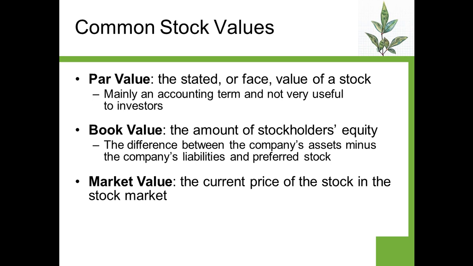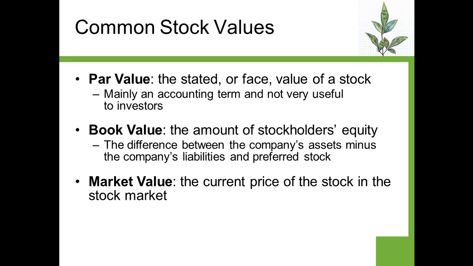Common stock values, we studied before. There are three values: par value, book value, and market value. Par value is the face value of the common stock, mainly an accounting term and not very useful to investors. Face value is an accounting term. For example, $1,000 is the face value of the common stock. So this is for accounting purpose. In the market, it may be possible the price of the common stock will be 800 or 1200 or 1100. So par value is only for the purpose of accounting concept.